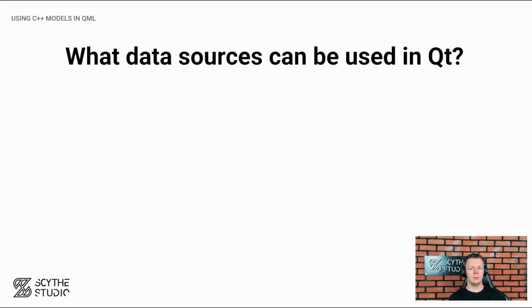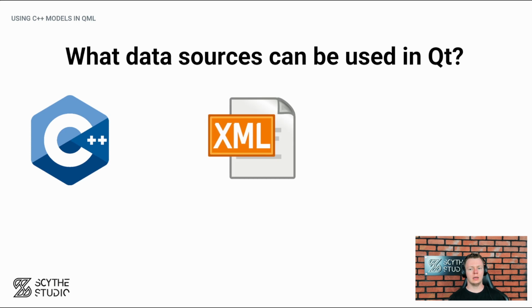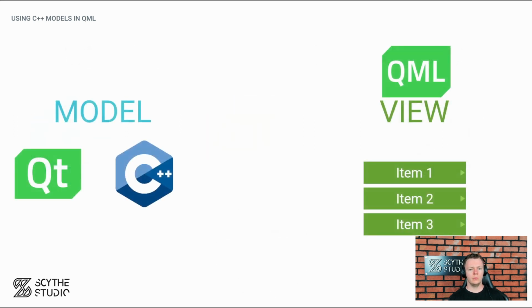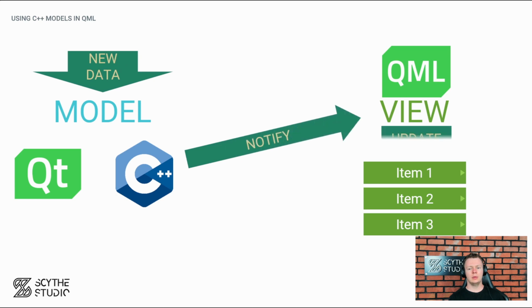In Qt, models can get data from a variety of sources, including C++ models, XML, JSON, databases, dynamic data fetched from the network, and many other sources. Once a model is defined, it can be bound to a view component, which automatically updates whenever the underlying data changes. This enables real-time updates and synchronization between the user interface and the data source.